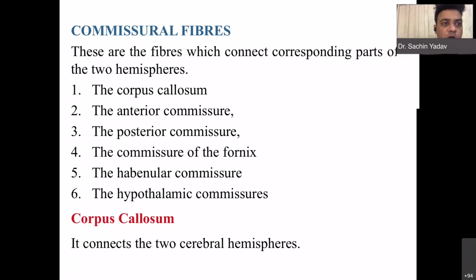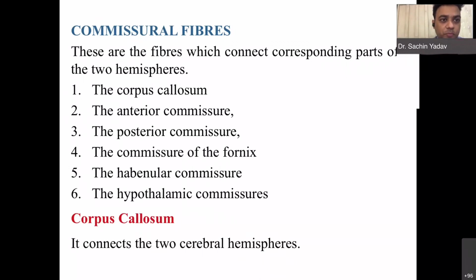The examples are the corpus callosum, the anterior commissure, the posterior commissure, the commissure of the fornix, the habenular commissure, and the hypothalamic commissure. Most of the cerebral hemisphere parts are connected through the corpus callosum. The remaining are connected by the anterior commissure, the posterior commissure, and the commissure of the fornix.